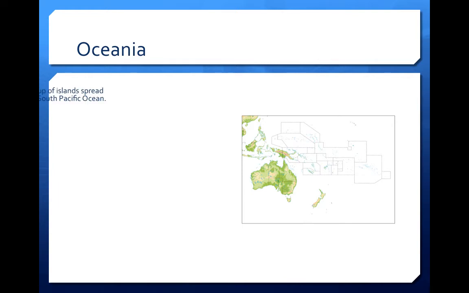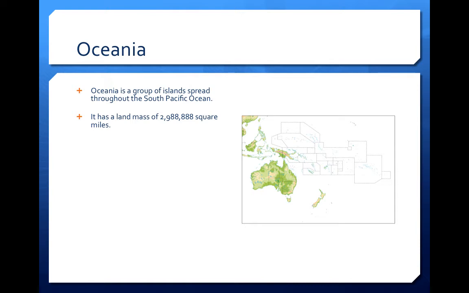Oceania. Oceania is a group of islands spread throughout the South Pacific Ocean. It has a landmass of 2,988,888 square miles. It is made up of Australia, New Zealand, Micronesia, Polynesia, and Melanesia.